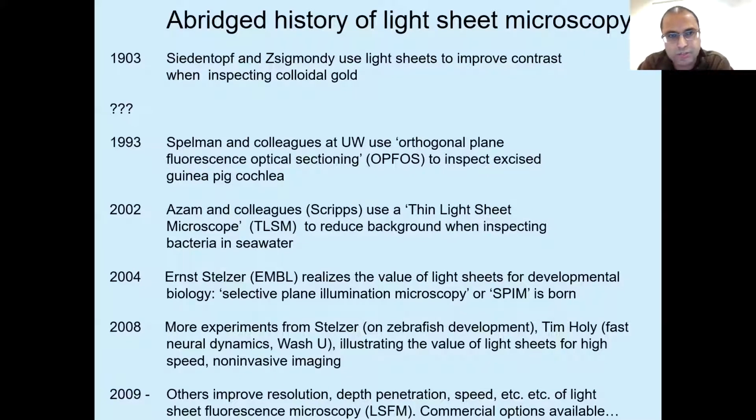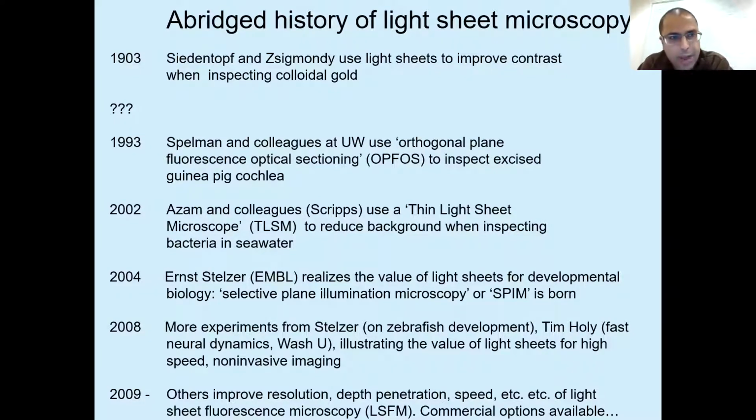So okay, I just gave you a very bird's eye view of light sheet microscopy. Now I want to delve into some details. So this slide is just giving you an abridged history of light sheet microscopy. And the first thing to realize is that these ideas are not new. So in fact, the first light sheet microscopes, the first recorded ones anyway, go back more than 100 years. Some Germans used light sheets to improve contrast when imaging not fluorescent specimens, but colloidal gold. And one of them actually won a Nobel Prize 20 years later for these discoveries.